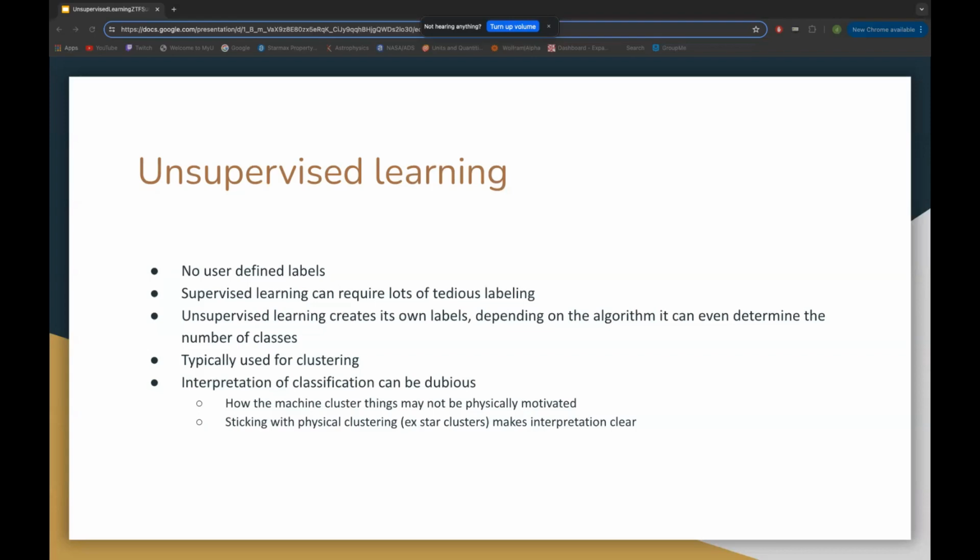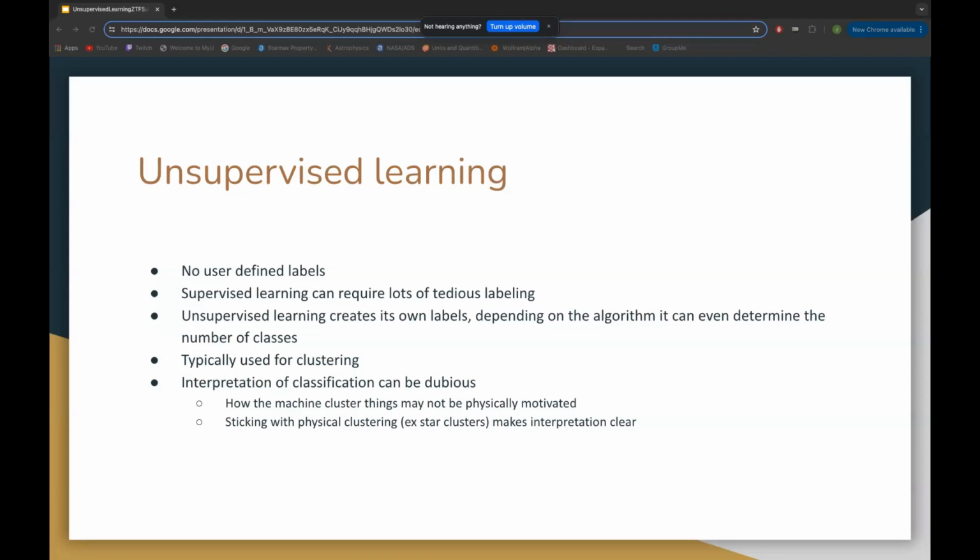The main disadvantage is that the interpretations of classifications can be dubious. What I may decide is relevant for clustering is not what an algorithm will decide is relevant, and it may be unphysical. In this cat and dog example, if the background of half the images was a beach and half was a forest, but you wanted to group cats and dogs, the algorithm may decide to group things by what the background looks like.